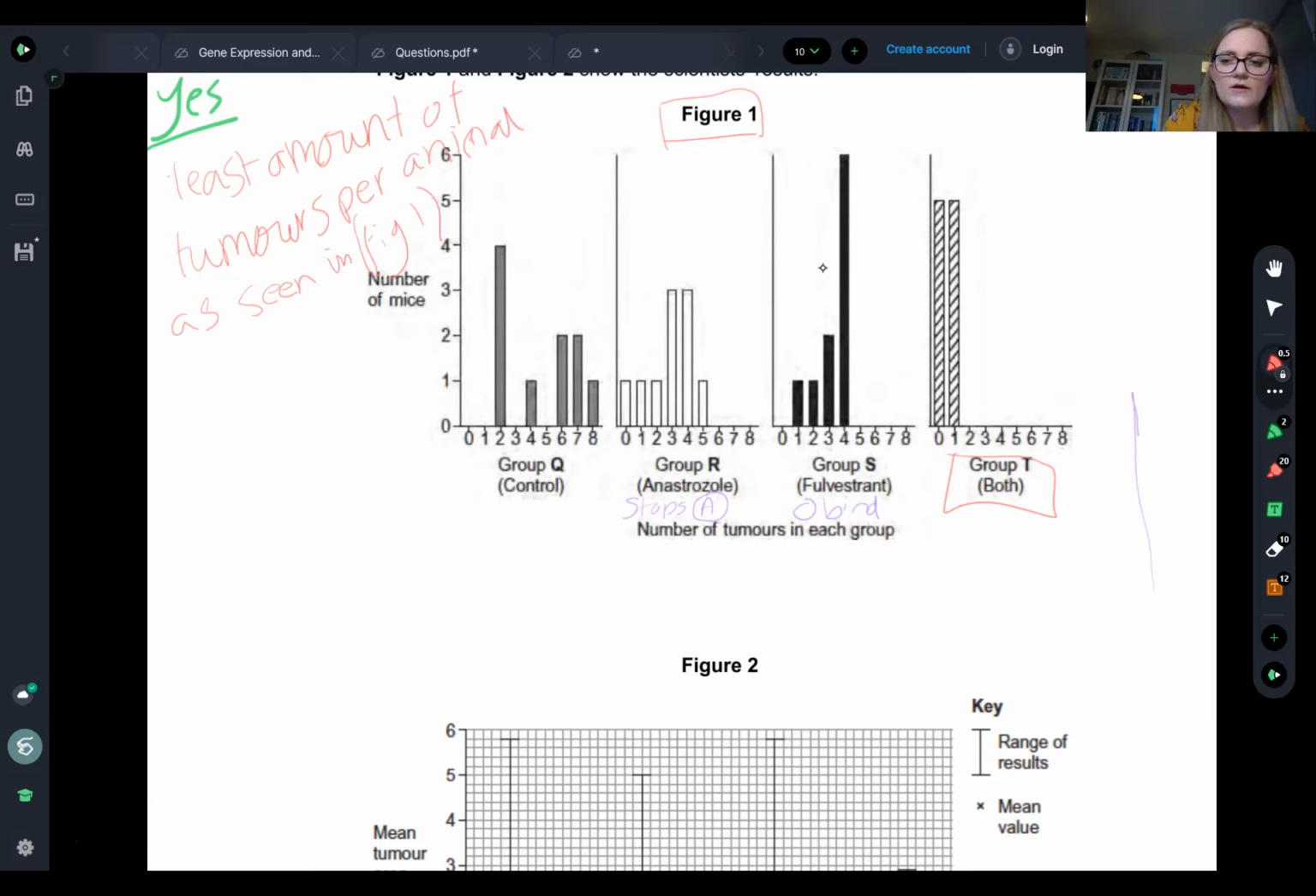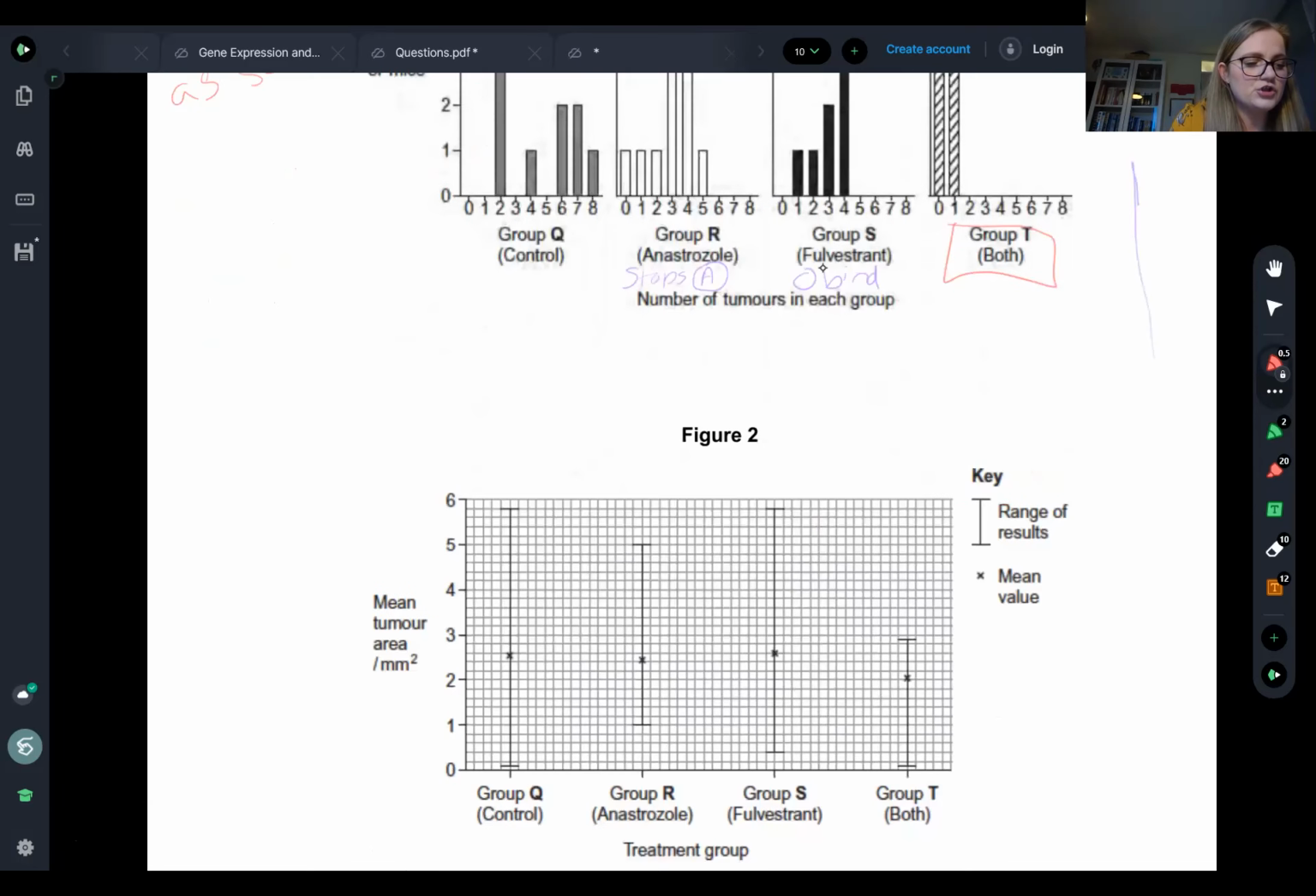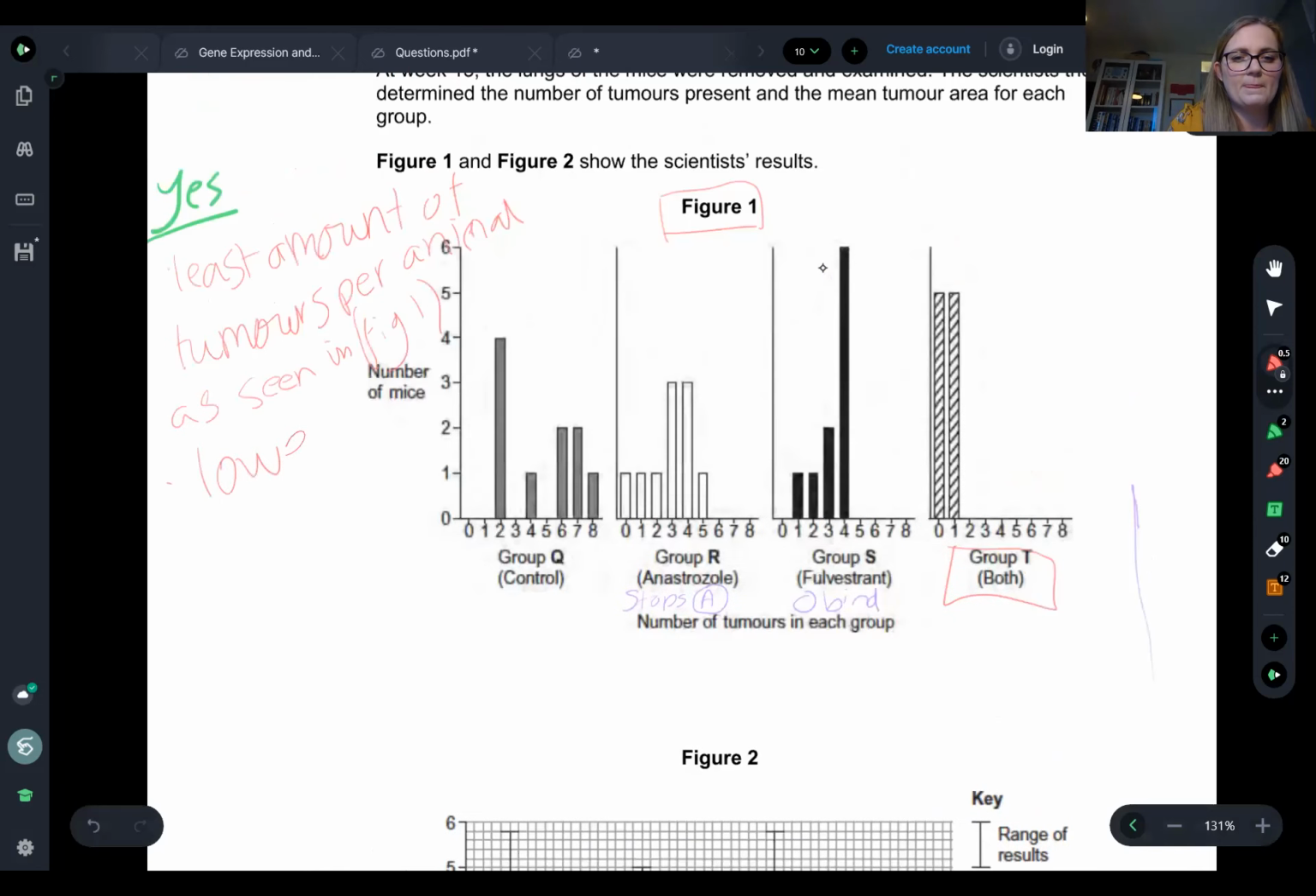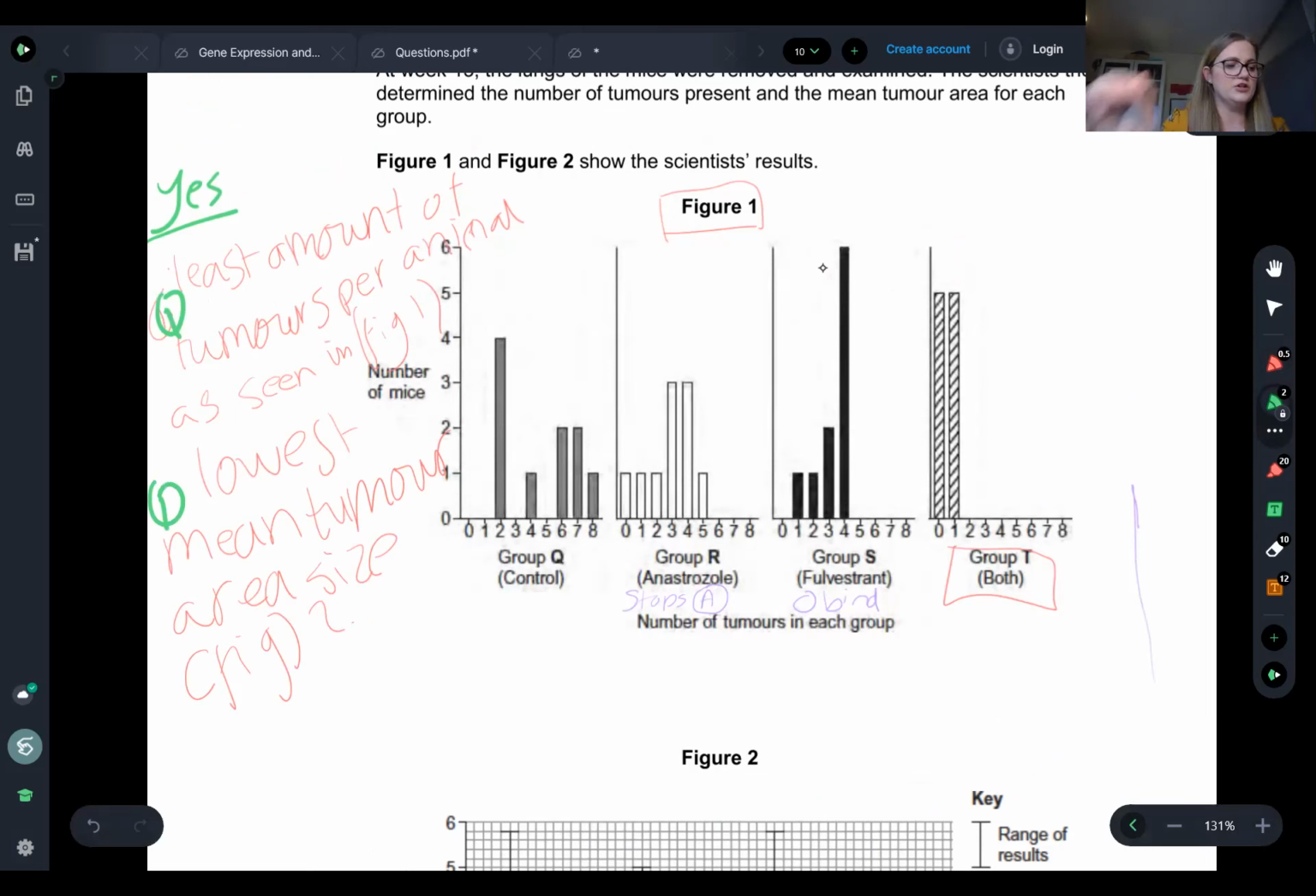Let's have a look at figure 2. What can we get from that? Well, we did that quick summary. It has the lowest mean tumour area size, and that's from figure 2. So straight away, you've got 1 mark, 2 marks. It's a 5-mark question.